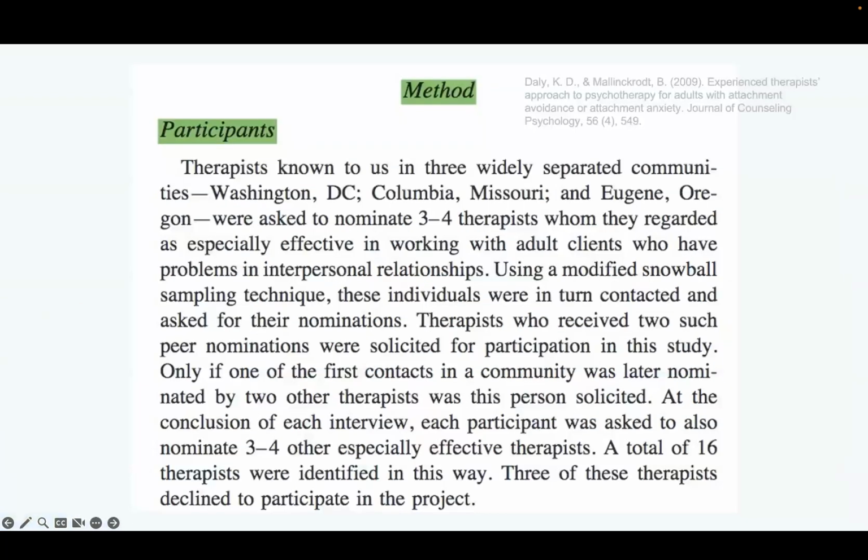This is another example, like under methods, participants, you will see where you can find the sampling information. So you may pause the video and read this paragraph.